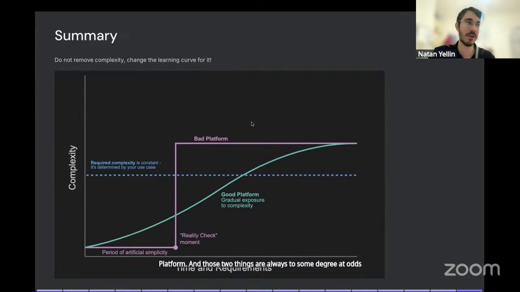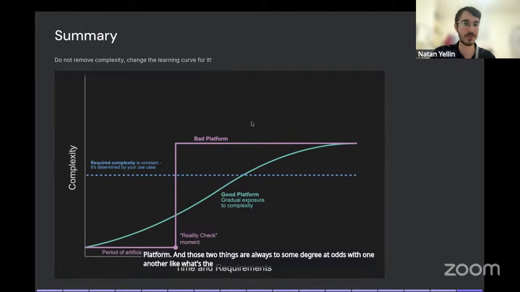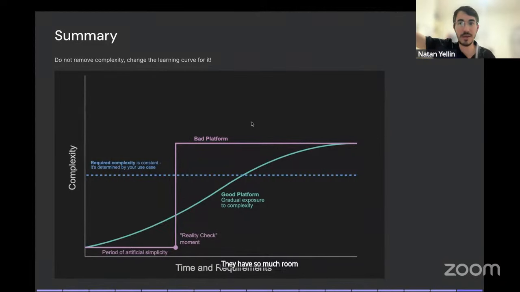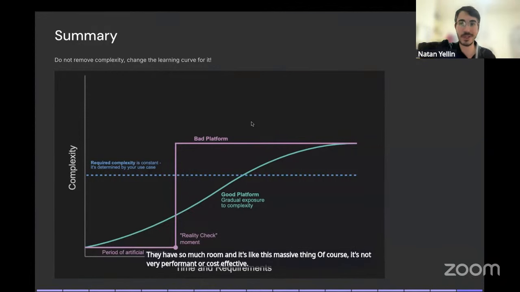What's the best platform in the world? No problems for everyone. A developer comes along and you spin up a giant mega cluster with 1,000 Kubernetes nodes, and they put their application on there, and they don't need to worry about anything, not even auto scaling on the nodes, because they have so much room. Of course, it's not very performant or cost effective. And you say don't worry about security, and they can do whatever they want.